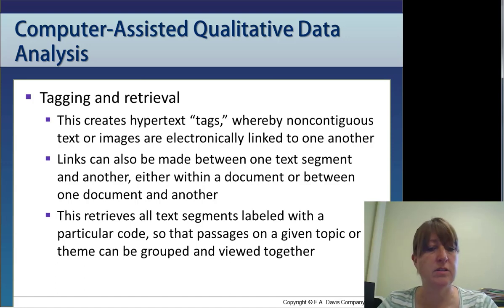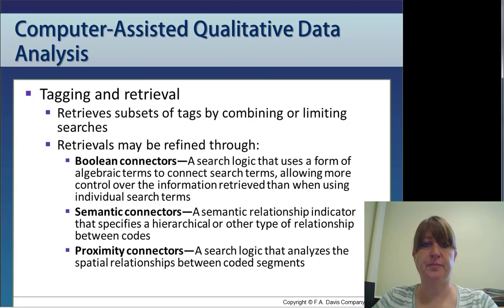And like I said, I don't use these systems because I guess I'm a low-tech kind of person. But you can link between one text segment and another within a document, across documents. That would be helpful when we're writing things up, because then you could pull different excerpts, which you have to do in qualitative data, that substantiate your theme, which is nice. So you can use different ways to retrieve your data.